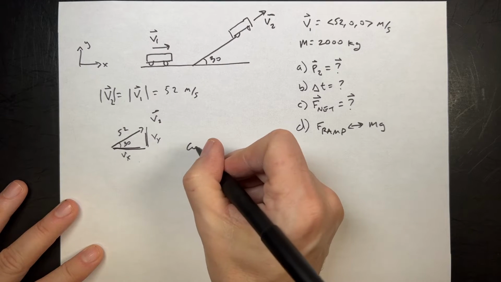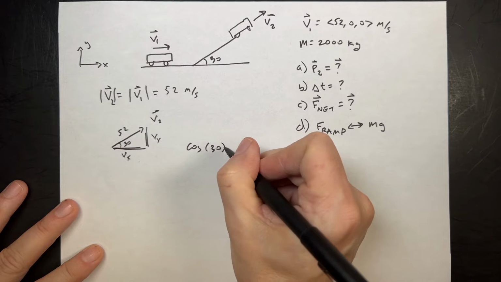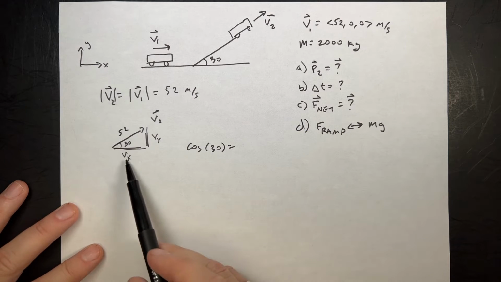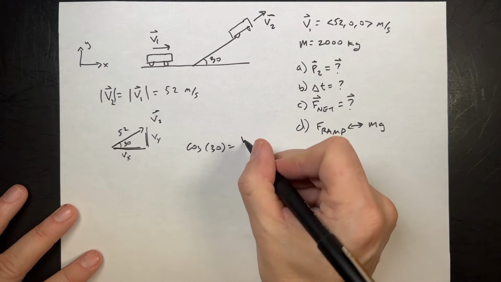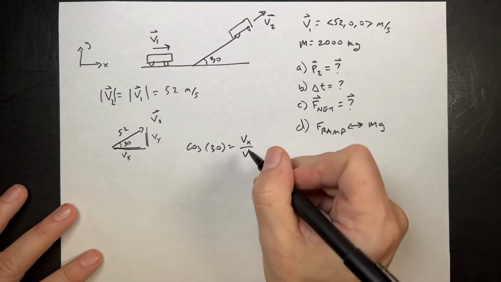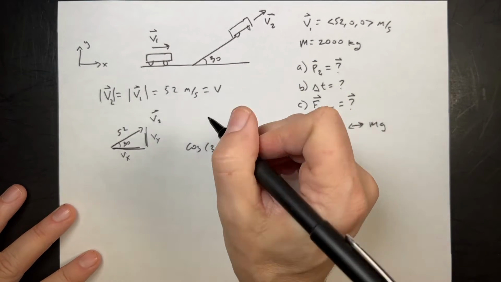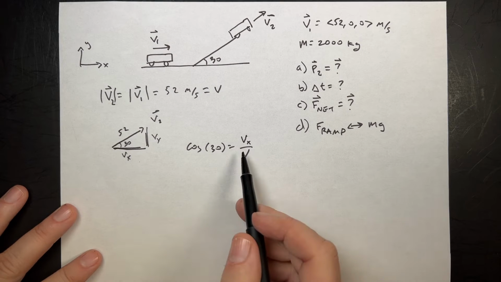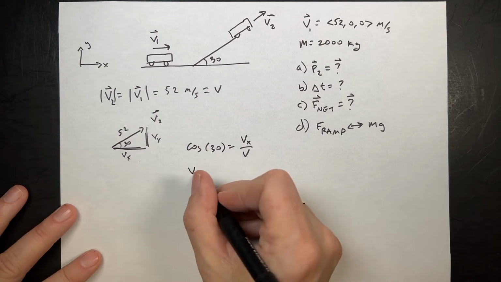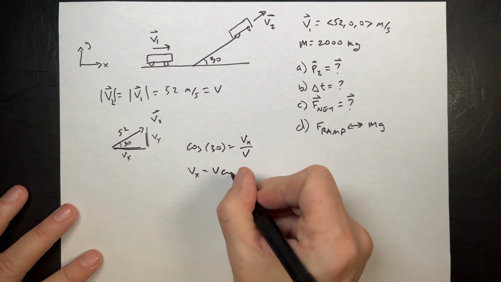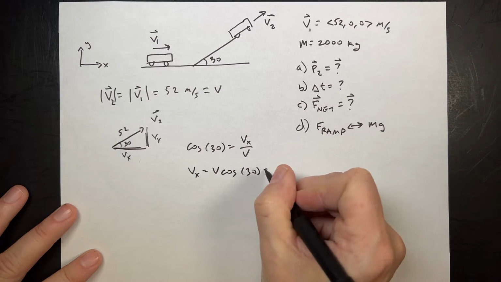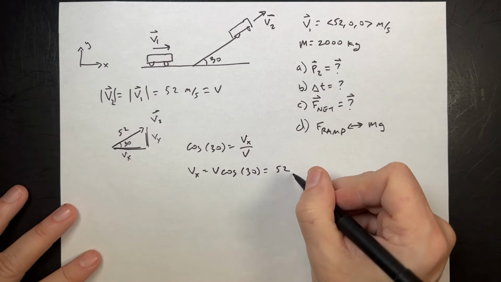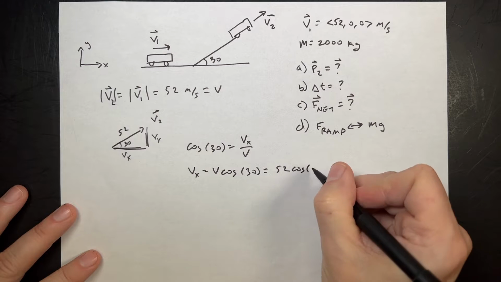And so I can use my normal trig stuff. So let's say cosine of 30. Cosine is defined as adjacent over hypotenuse. So that's going to be Vx over, I'm just going to call that V. So from that, I can solve for Vx. Vx is going to be equal to V cosine 30. So that's going to be equal to 52 meters per second times the cosine of 30.